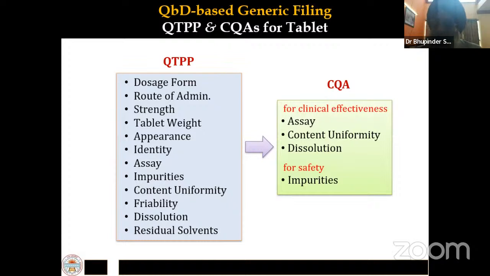You know, it's an area on which Professor Saranjit has been working. Impurity is indicative of the safety, of the toxicity. So clinical effectiveness and safety are to be determined. These CQAs have been identified from the tablet QTPP.